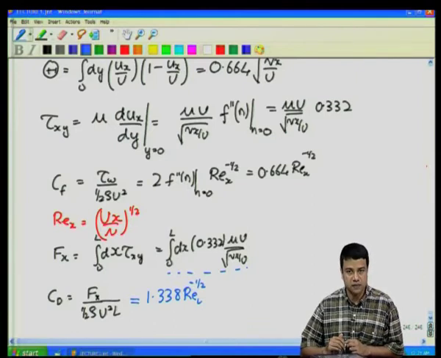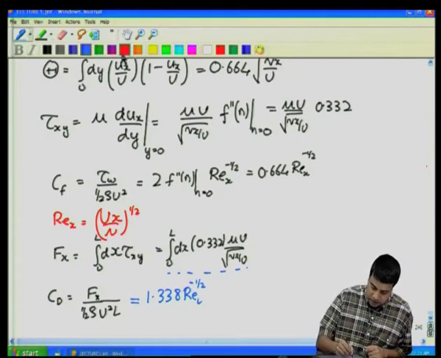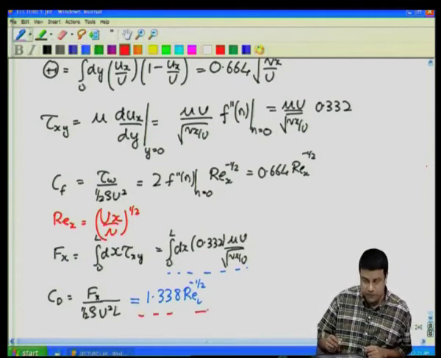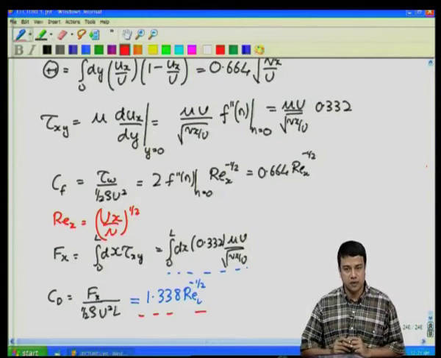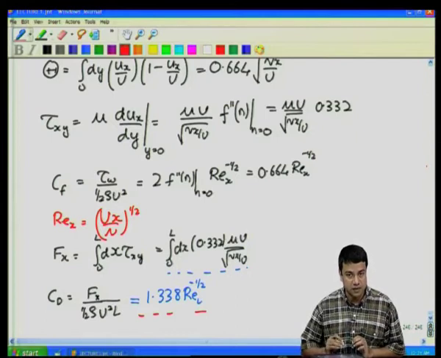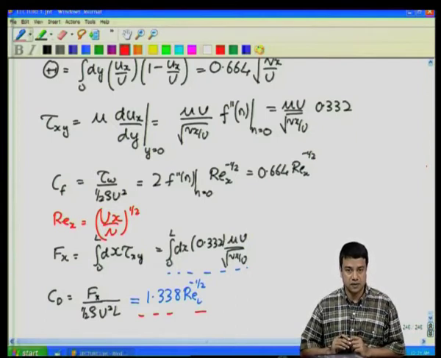The skin friction coefficient goes as the Reynolds number based upon x to the minus half, where Re_x is the local Reynolds number based upon the distance from the leading edge. So, this is a correlation that is often used for flat plate flow, and using boundary layer theory, simplifying the boundary layer equations, and then defining a similarity variable, we are able to get this correlation exactly. So, that is the power of the boundary layer theory.